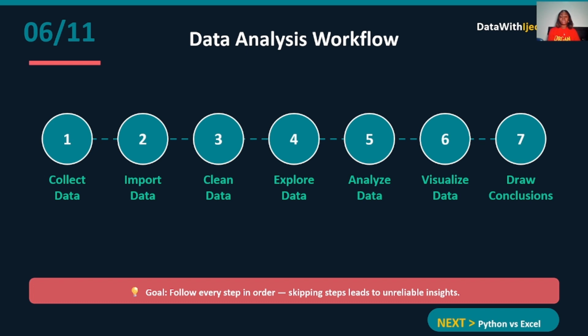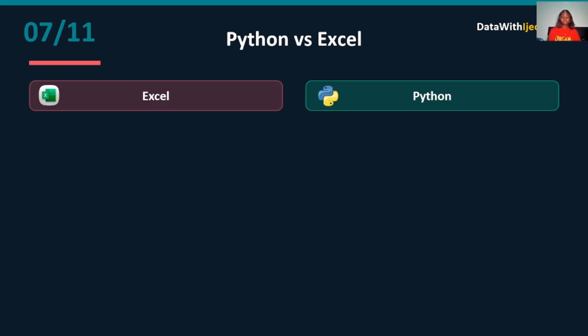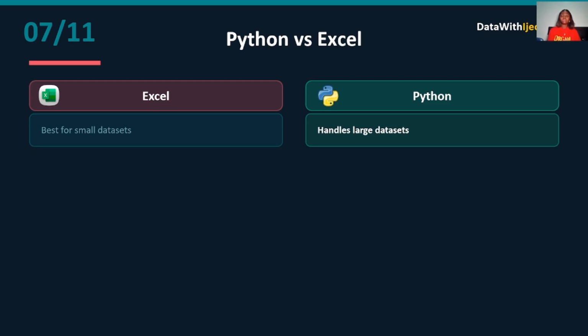Next, we'll be looking at Python versus Excel. We want to compare Python and Excel. Excel is best for small data sets, while Python handles large data sets. In fact, Excel can handle around 1 point something million rows, while Python can handle as many as, using pandas, depending on the libraries that you're using. PySpark can handle millions and trillions of rows in Python, depending on what your system can carry.